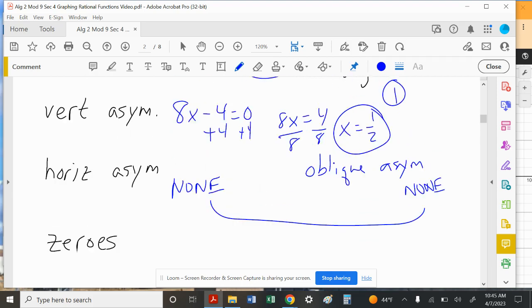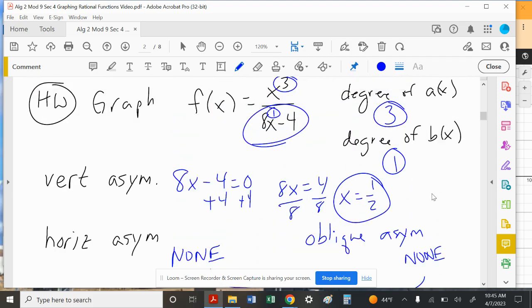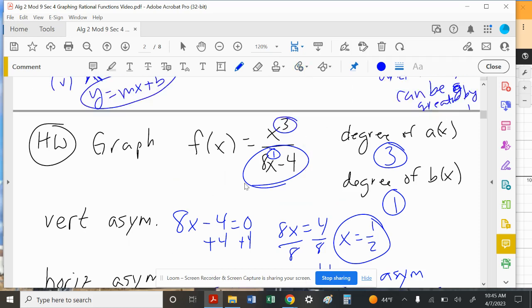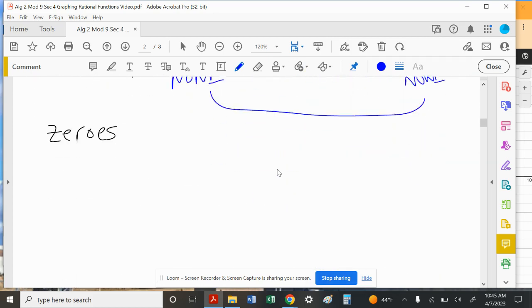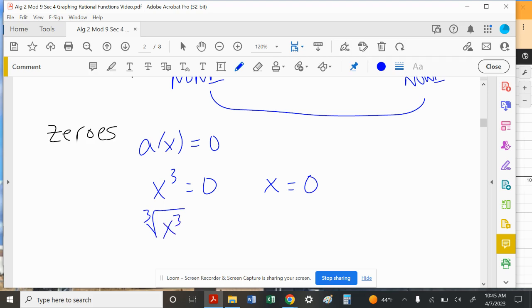Okay, so what are our zeros? So how do I find our zeros? Well, same kind of concept as we found our vertical, except we're going to set the numerator a of x equal to 0. So a of x has to equal 0. And when does that happen? When x cubed equals 0. When x cubed equals 0, x equals 0, right? Because we take the cube root of x cubed and the cube root of 0 and we get x equals 0.